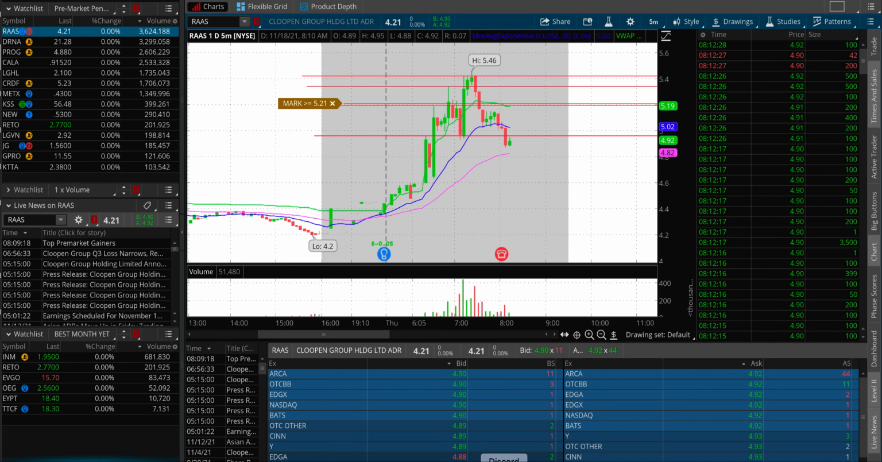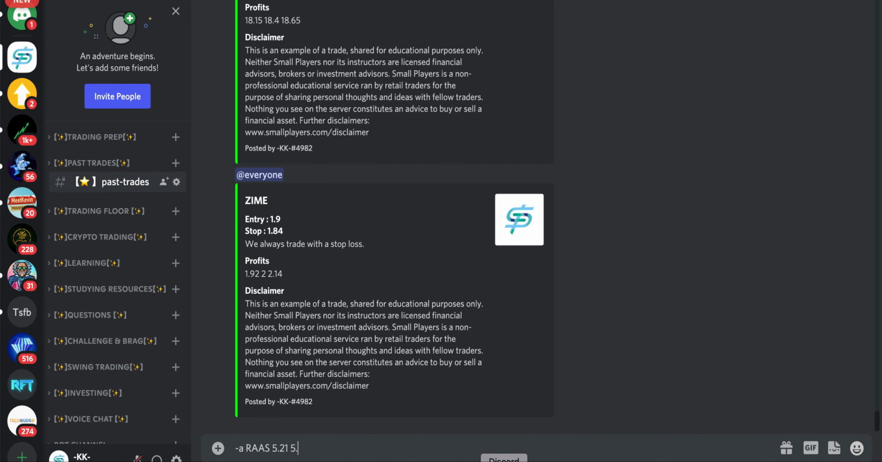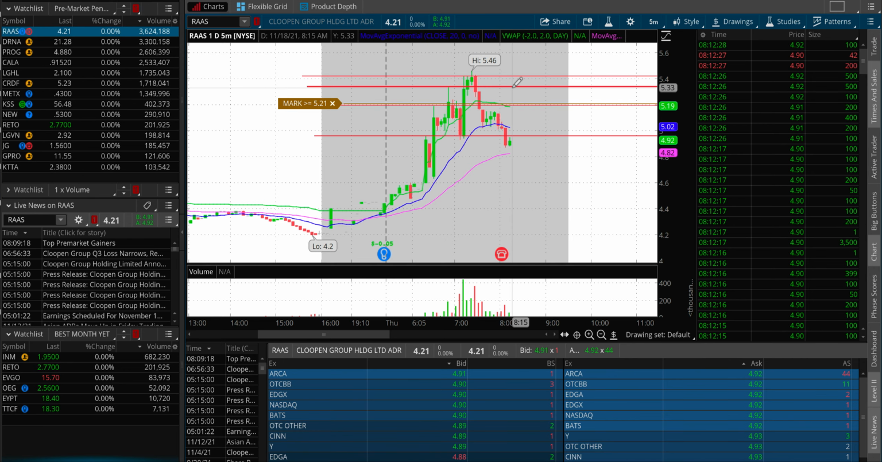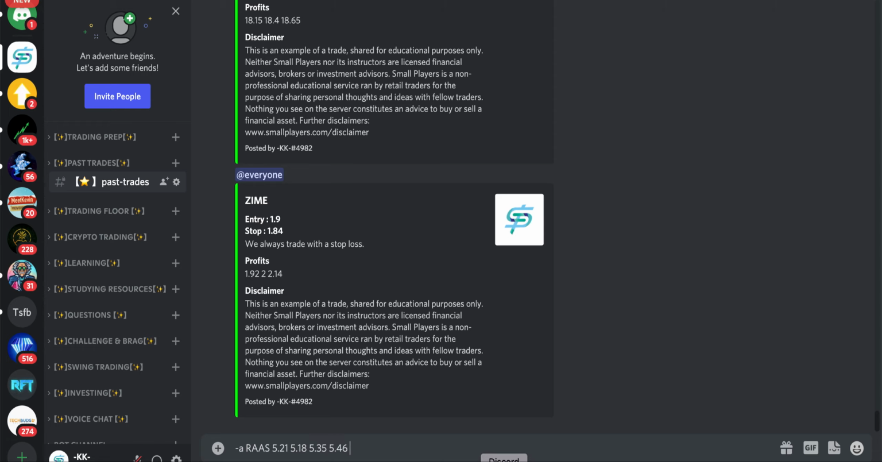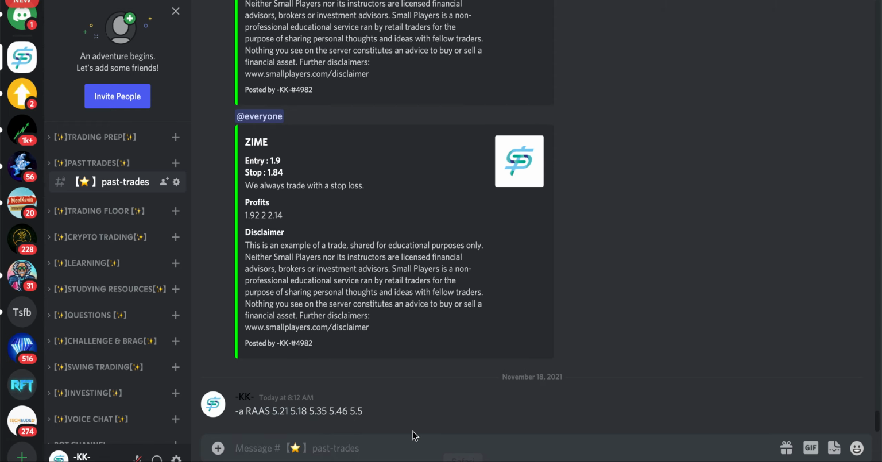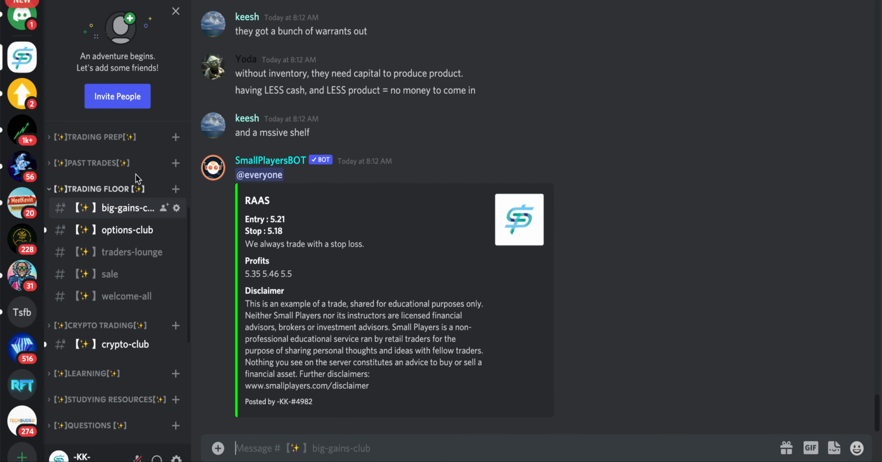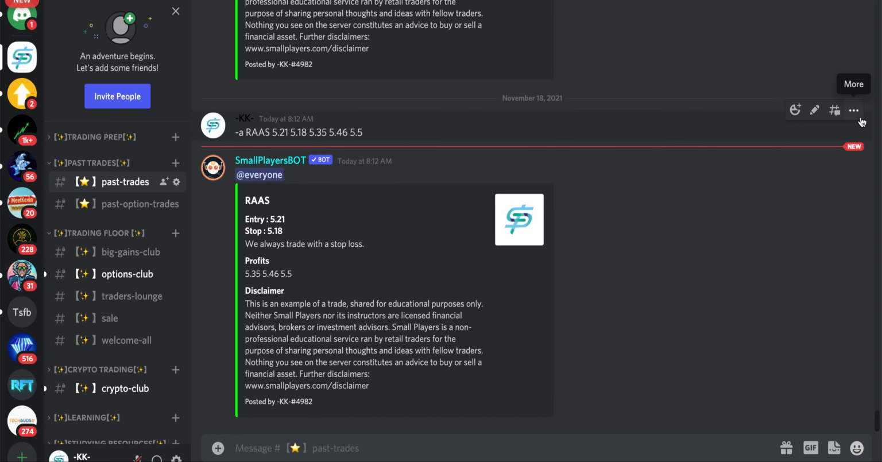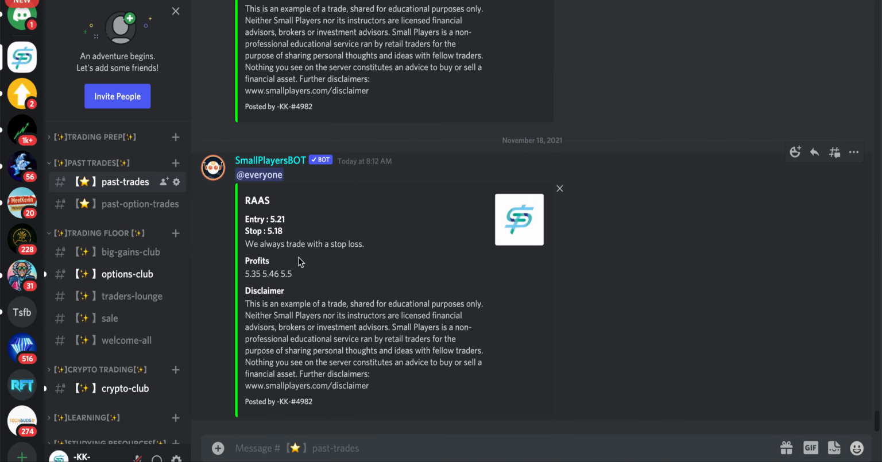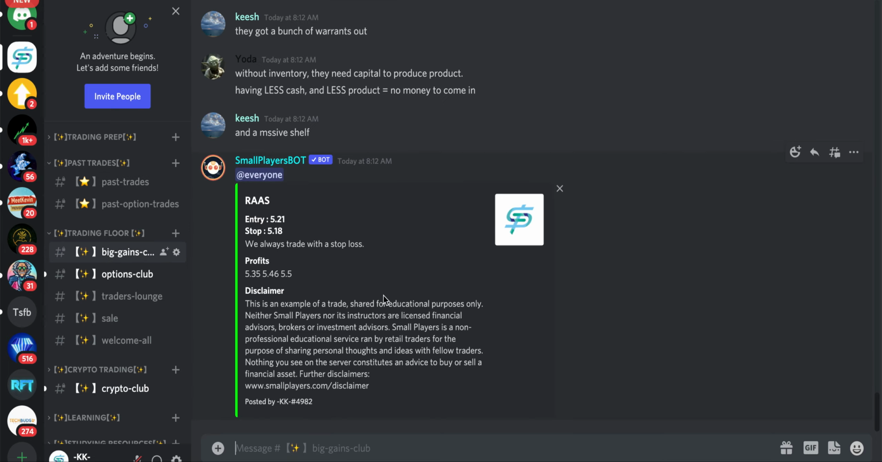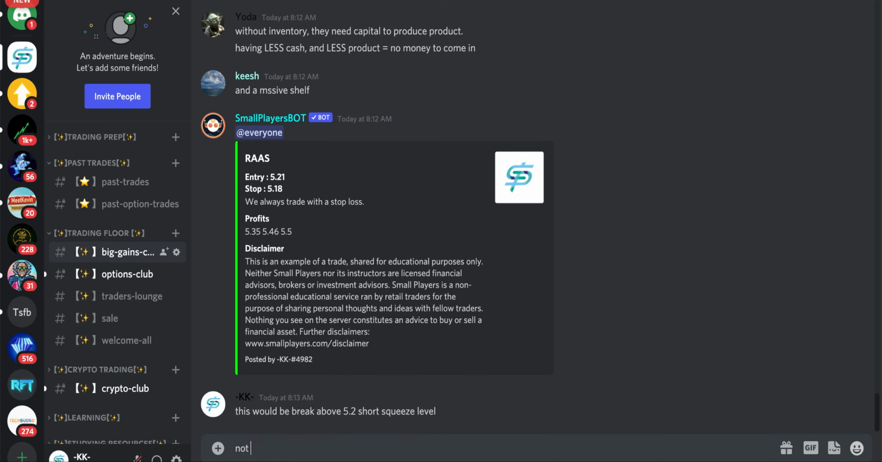Now, basically the trade plan that we created. $535. Okay, so this is now the trade plan for this stock, right? So our students now in the chat room know that this is what we're trading, and then I'll write: this would be break above 520 short squeeze level. Not triggered yet.